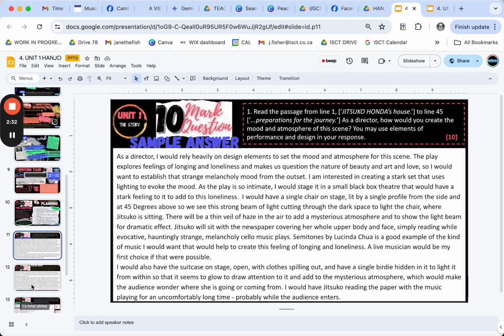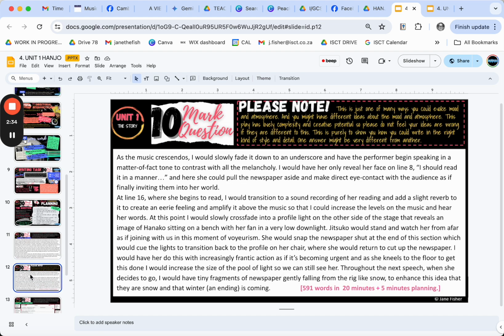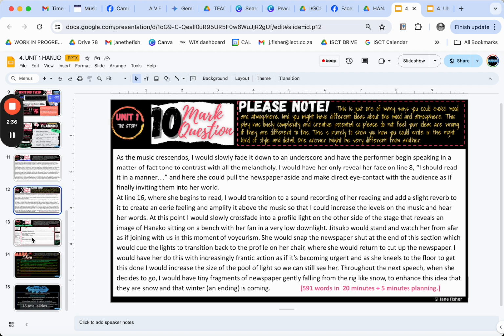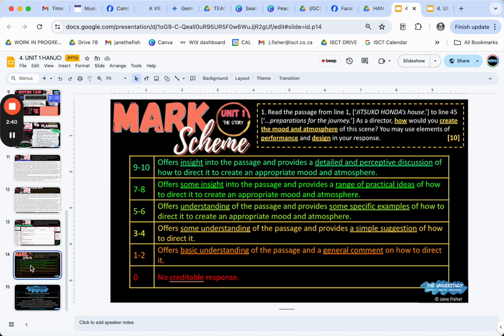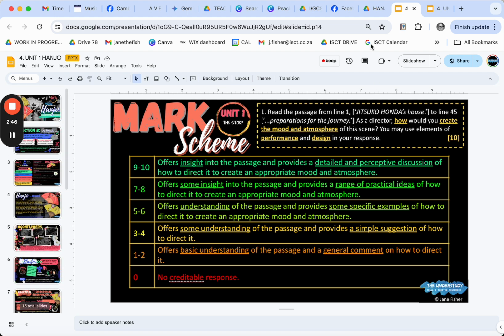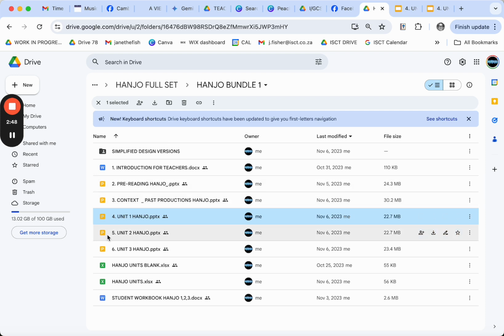So here we do example answers so that students can see what a good answer would look like. We include writing frameworks, and an opportunity for them to make sure that they reflect on what the marking scheme might look like. So in each pack you get those are the three teaching packs in this little bundle.